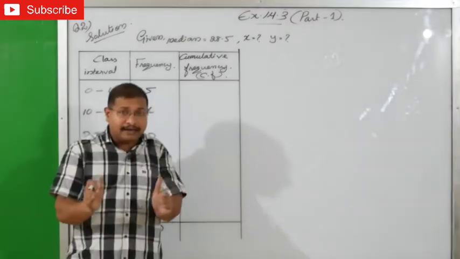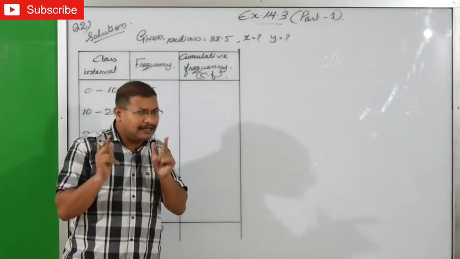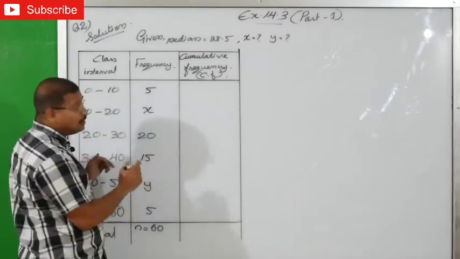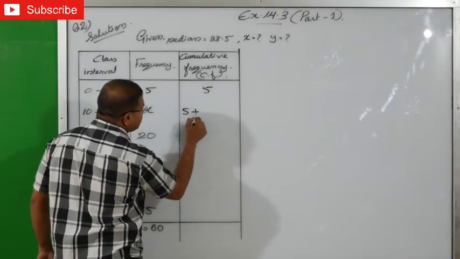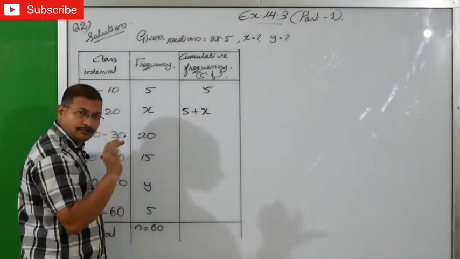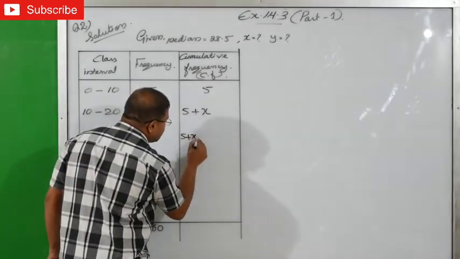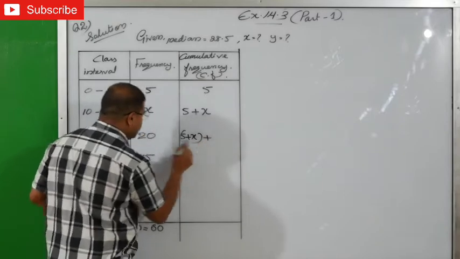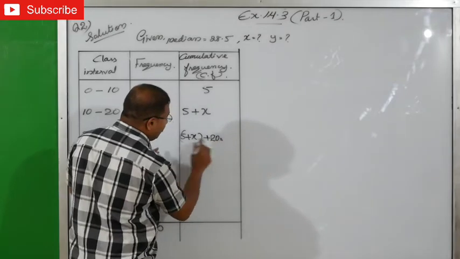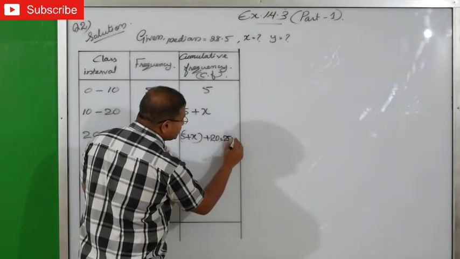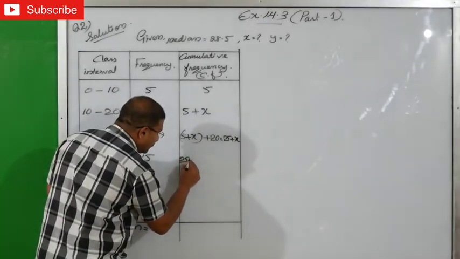But of course, because of median, we have to go for the next column, that is called cumulative frequency. Ready? So let's start the work. First we'll write 5. Second, what will you do? This 5 plus this x. You don't know the value of x? Just keep it. Ready? Next step, 5 plus x is already here, plus this one, what is that? 20. So we'll get 20 plus 5, 25 plus x.